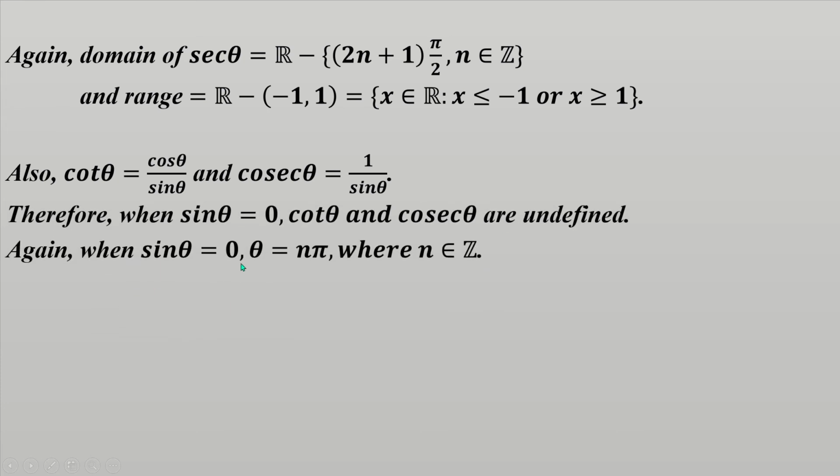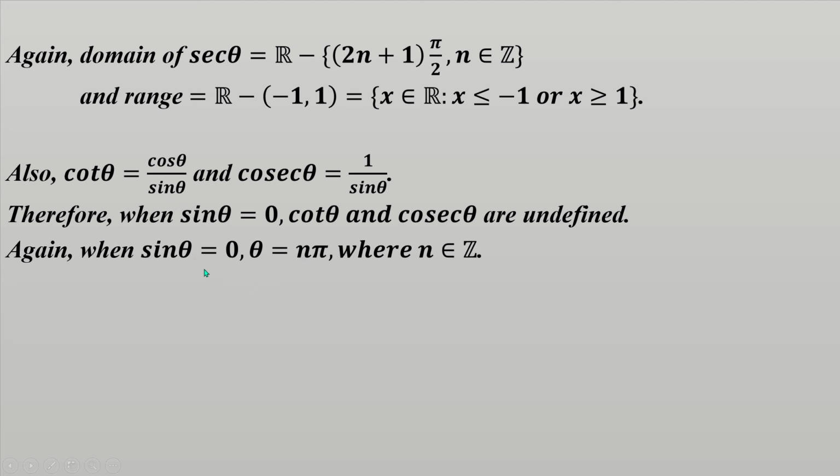Again, when sin theta is equal to 0, we can write theta is equal to n pi, where n belongs to integer. That means when theta is equal to 0, sin theta is equal to 0. When n is equal to 1, that means pi, sin pi also equals 0. When n is equal to 2, sin 2 pi also equals 0. This is a general form.